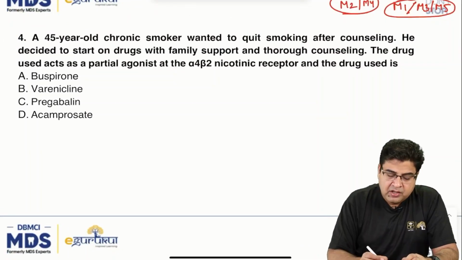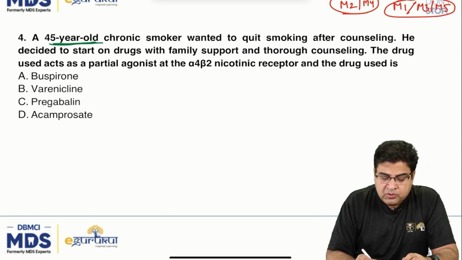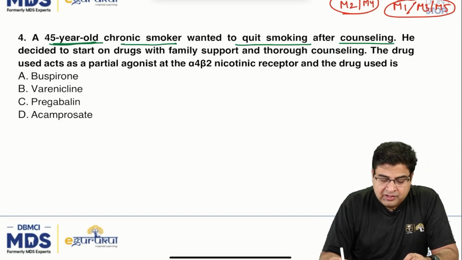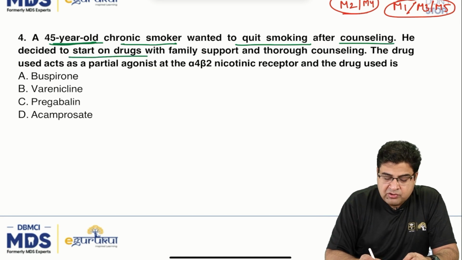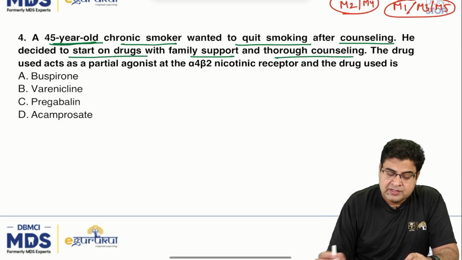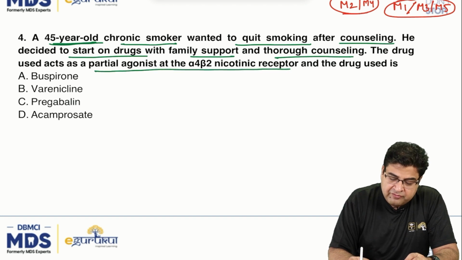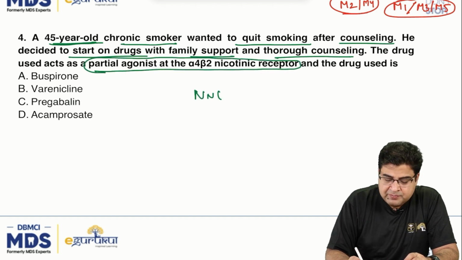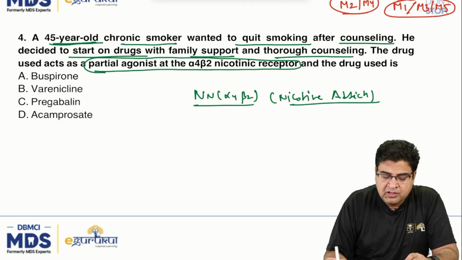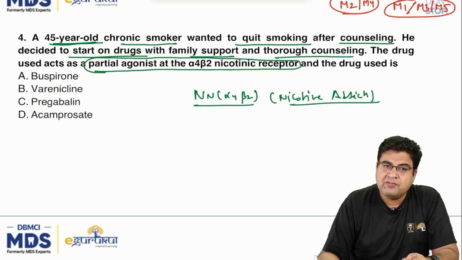Question number 4, a 45-year-old chronic smoker wanted to quit smoking. After counseling of a doctor, decided to start on drugs with family support and through proper counseling. The drug is a partial agonist of alpha 4 beta 2 nicotine receptor. So guys, this is the receptor which is involved in nicotine addiction. This is a receptor present in the brain involved in nicotine addiction. So we have to give medicines that will act on this receptor.